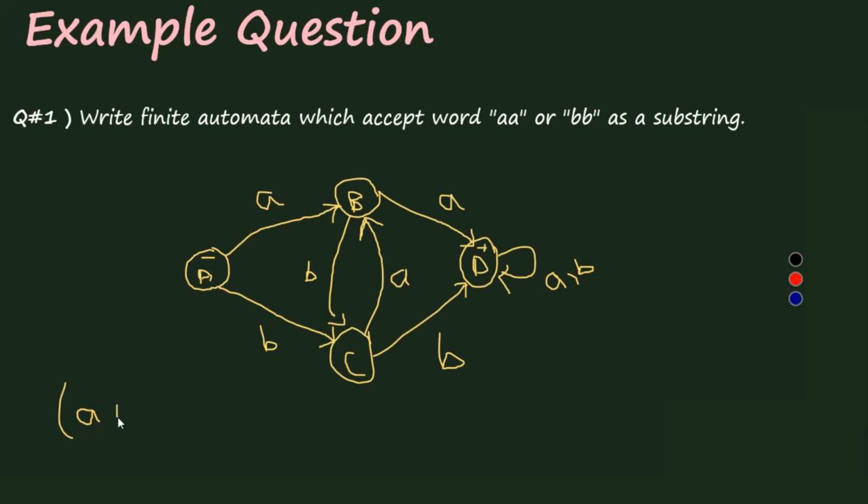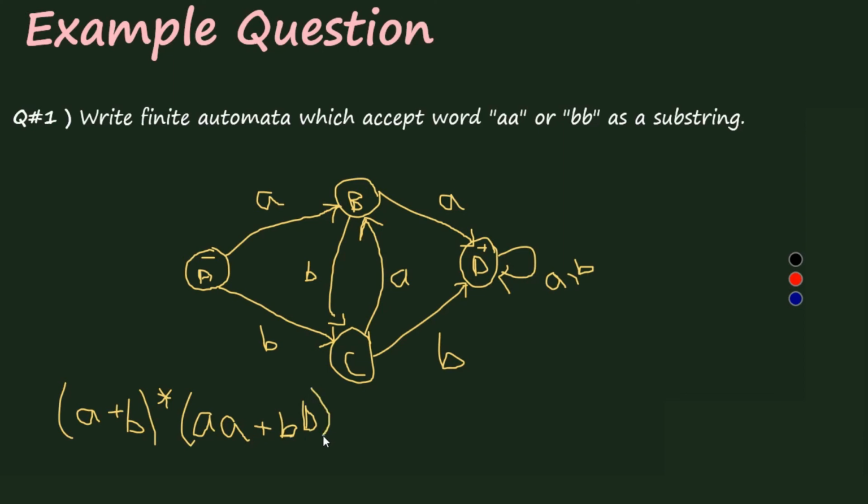A plus B, Kleene closure, and bracket double A plus double B. Yes, this is double B. Okay, I will remove this. Okay, double A or double B.